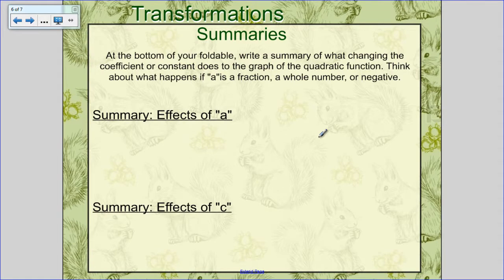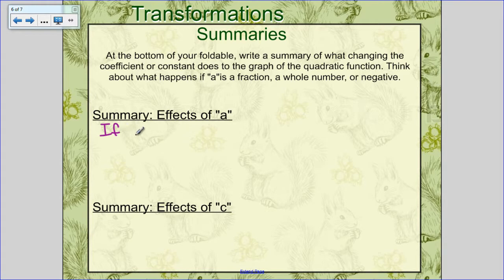So the effects of A, okay, we're going to talk about what happens when I changed A. If you go back to the first flap, the top of the flap, I changed A and I made it a bigger number. I made it a whole number bigger than 1. Then on the bottom of that flap, I changed A, the number in front of the x squared, but I made it a fraction or a decimal, so I made it less than 1. So what happened when I changed A is that if it was a positive number, the bigger the number, it got skinnier. The smaller the number, it got wider.